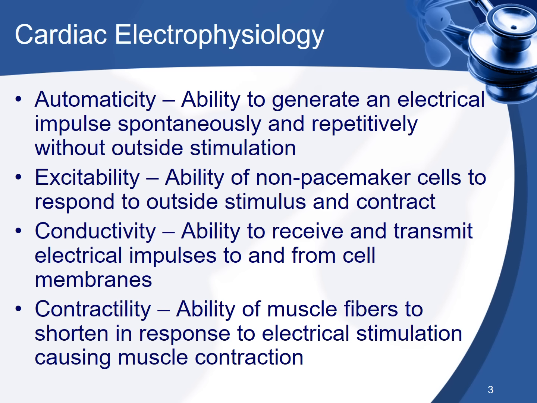This means that each cell in the heart is able to receive and transmit the stimulus that is coming from your pacemaker cells. This also helps in propagating that signal and causing that general contraction of the cardiac muscle. And then, of course, contractility is what happens when the automaticity, excitability, and conductivity all work together to generate and propagate the signal and allow the heart muscle to contract.